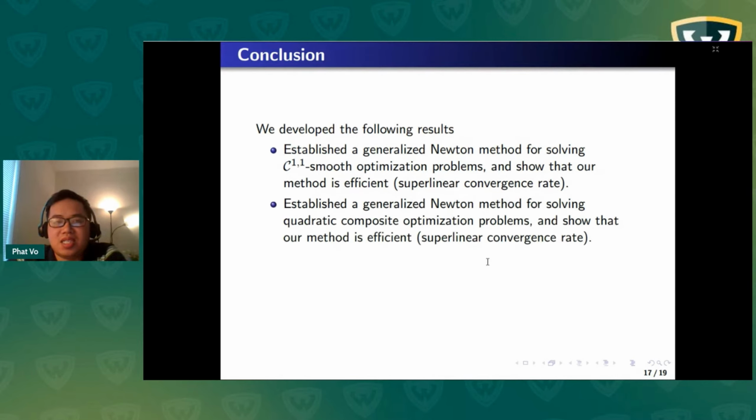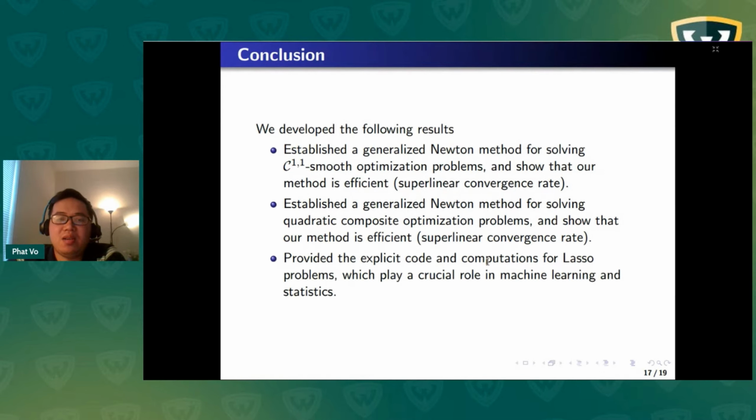And the conclusion. In this research, we developed the following. The first one, we established a generalized Newton method for solving C11 smooth optimization problems, and our method is efficient, which means we get the superlinear convergence rate. We also established the Newton method for solving quartic composite optimization. And the final one, we provided the explicit code and computation for lasso problems.